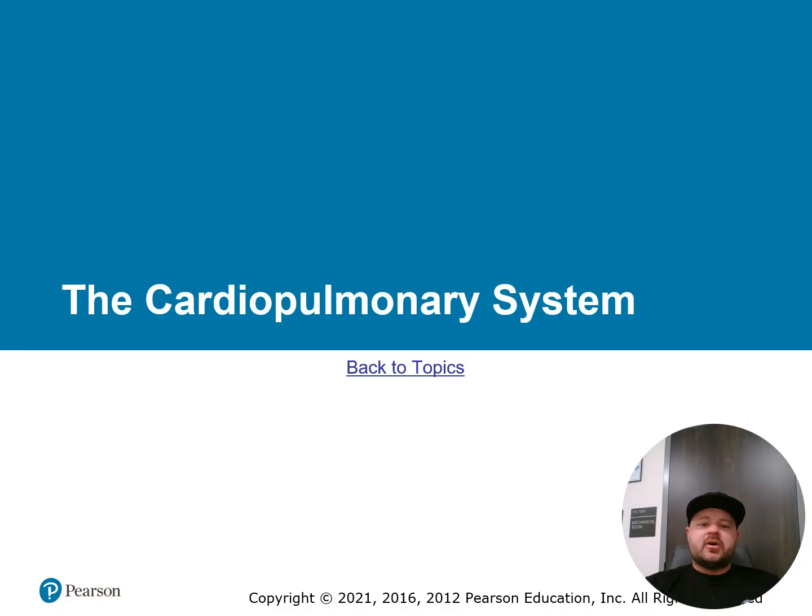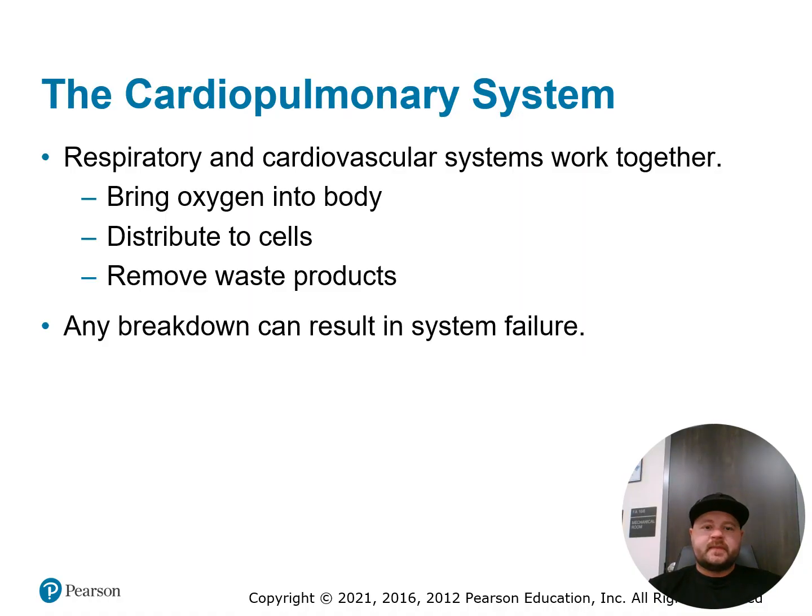All right, we'll talk about the cardiopulmonary system. The respiratory and cardiovascular systems work together. We talked about that quite a bit in the last chapter. It brings oxygen into the body, distributes that to cells, and then removes waste products. Any breakdown can result in system failure.